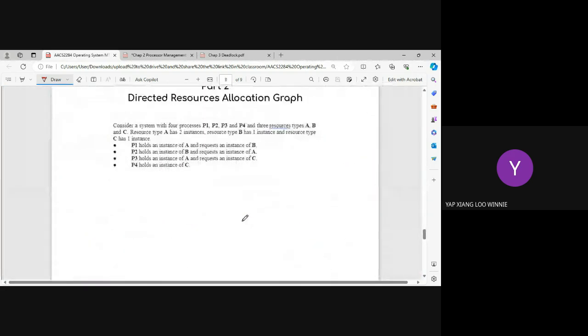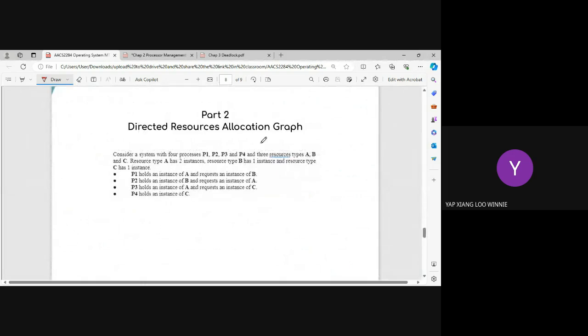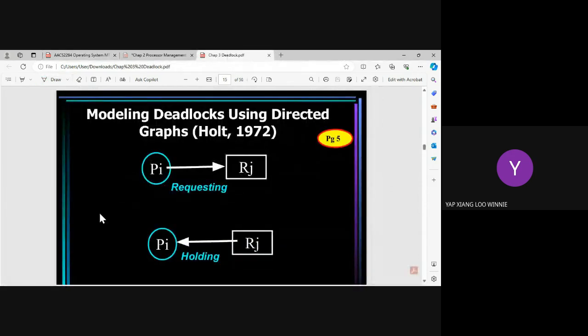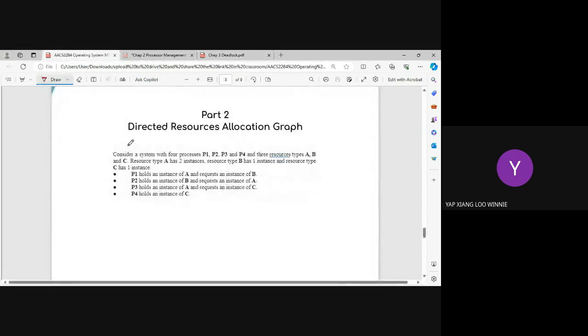Now, I will just continue to proceed with the directed resource allocation graph. I know you think it is easy, okay? I know the majority of you know how to draw already, but just to emphasize, please make sure in your exam you get enough sleep so that you don't mess up the arrow. So okay, I will just try to teach it again.